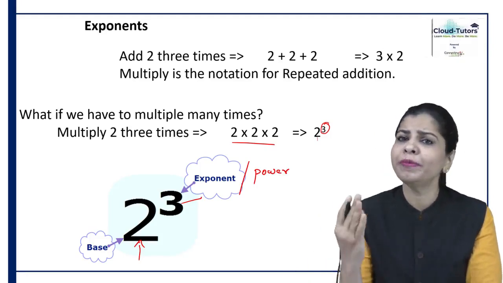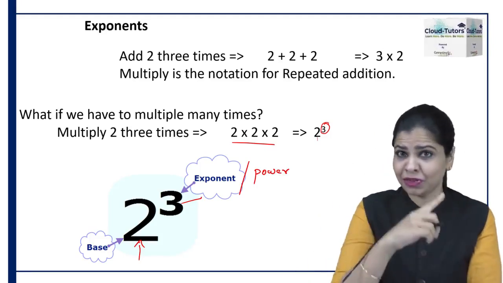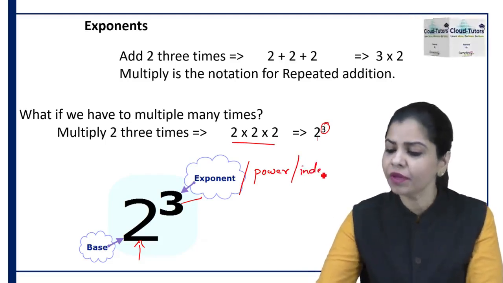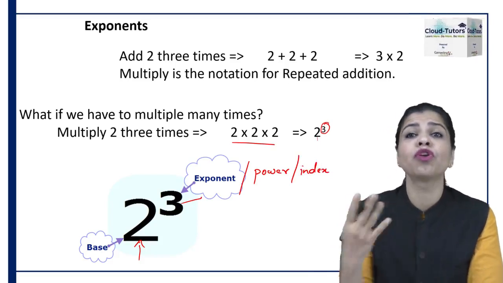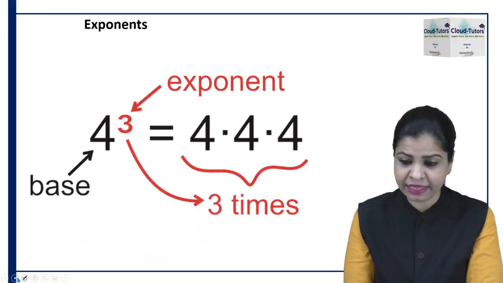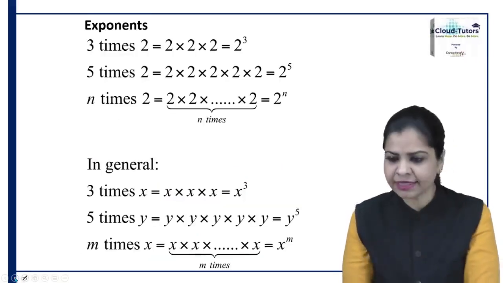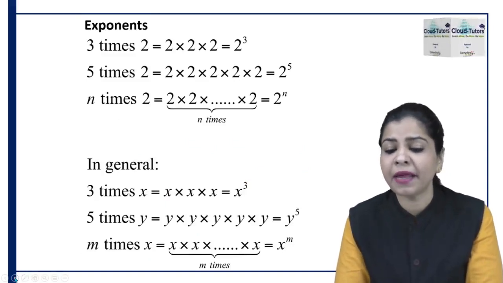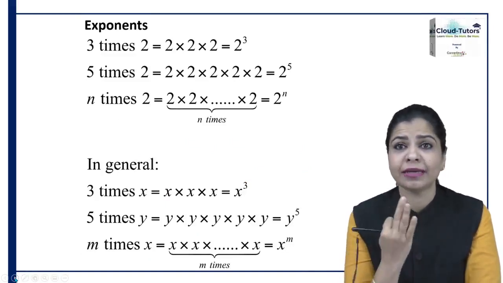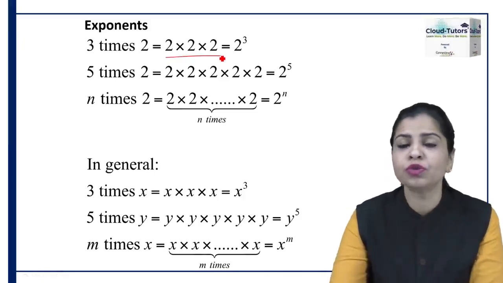If both mean the same, why is it written twice? That's the story there. Okay, power or index or even indices. The plural form of index is indices. So let's see further. If I'm multiplying 3 times, what am I multiplying 3 times? It is 2. So you write 2 into 2 into 2.